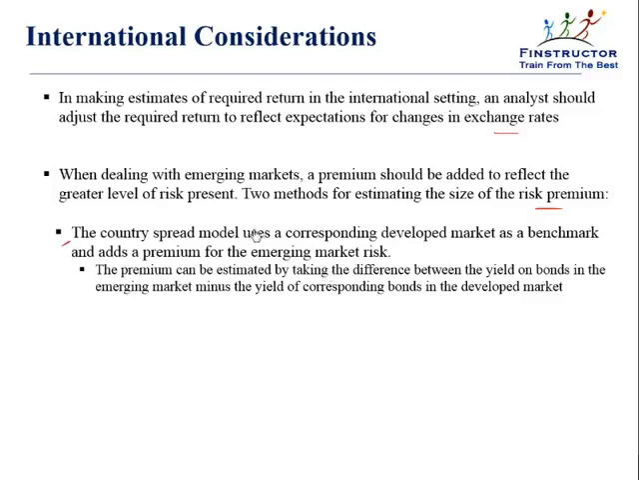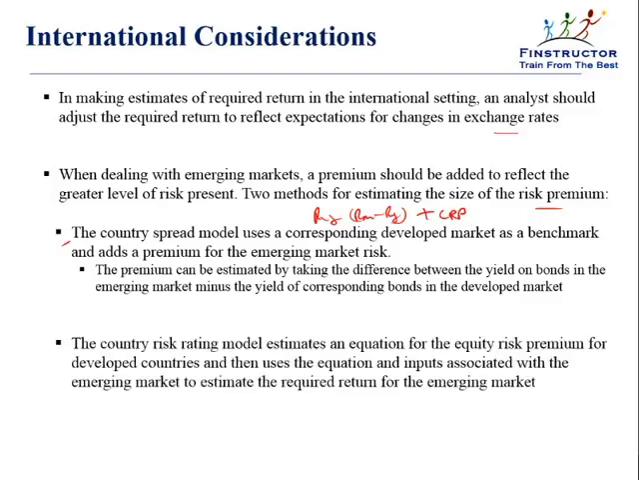So you can use a similar model at level 2 as you studied at level 1, wherein RF is the same as the developed market. RM minus RF, that is the risk premium, is also the same as the developed market. And then we added a CRP. We called it the country risk premium. That's the first method. What you can also do is apply a country risk rating model.